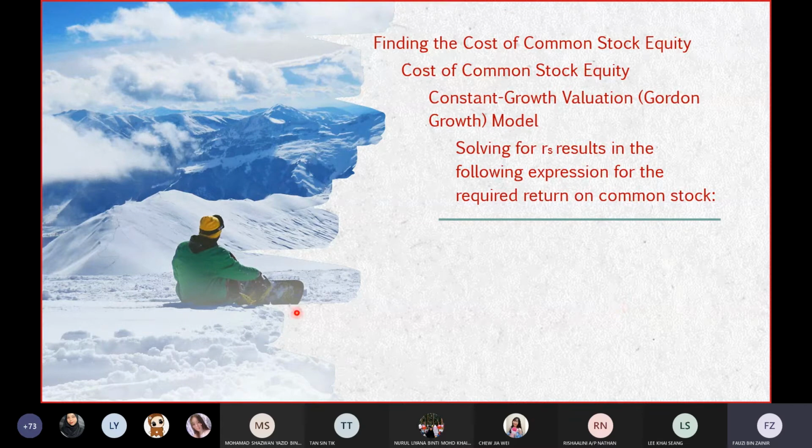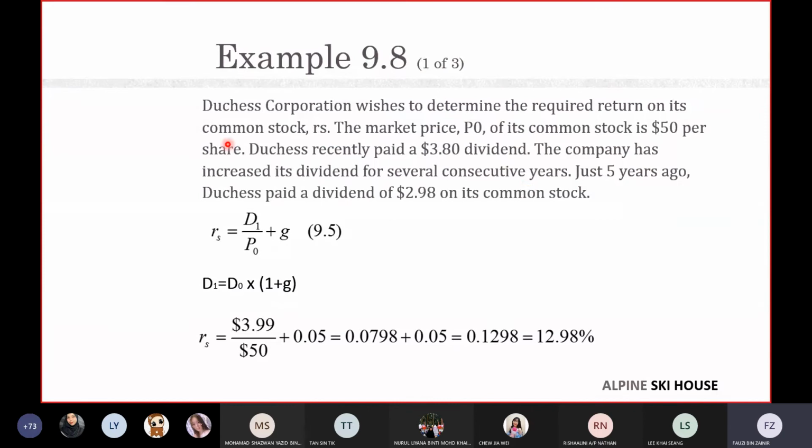Okay, let's look at the example here. Duchess Corporation wishes to determine the required return on its common stock. The market price P0 of its common stock is $50 per share. Duchess recently paid a $3.80 dividend. The company has increased its dividend for several consecutive years. Just 5 years ago, Duchess paid a dividend of $2.98 on its common stock.